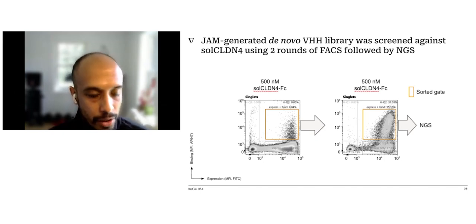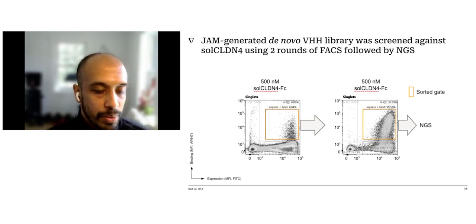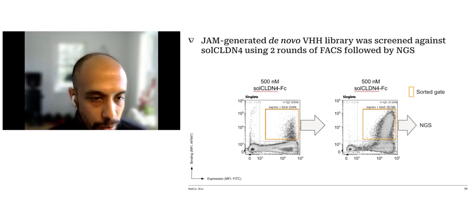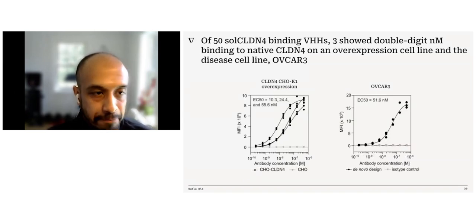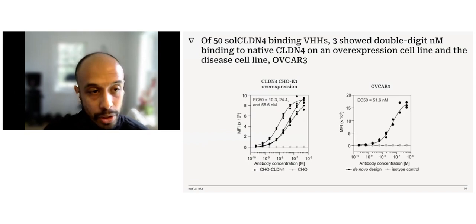So we made our de novo library, and in the first round of yeast-based screening you can see a distinct binding population here, which we can sort and enrich, and in the second round, get a more enriched population of binders to this Sol Claudin 4 antigen. We sequenced that with next generation sequencing and observed about 50 Sol Claudin 4 binding VHHs. We took all 50 of those and characterized which ones are actually binding native Claudin 4 on the surface of cells, and characterized binding to two different cell lines. And excitingly saw actually 3 of them showed binding to native Claudin 4.